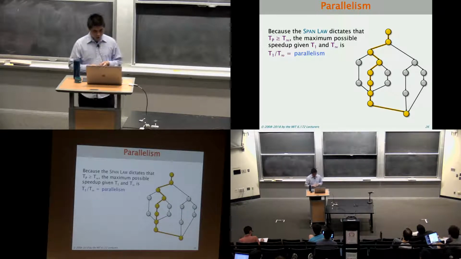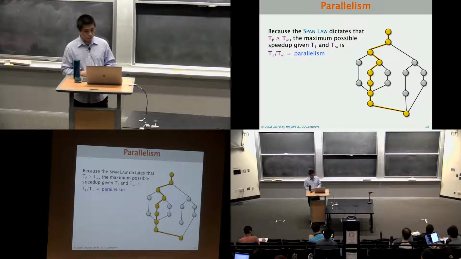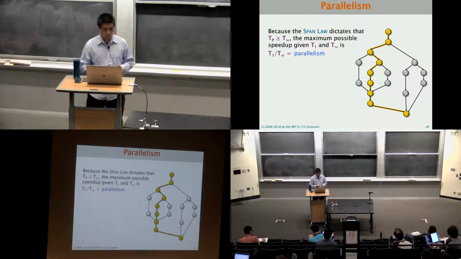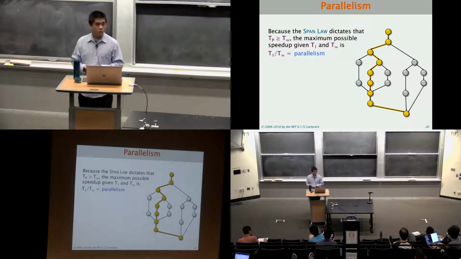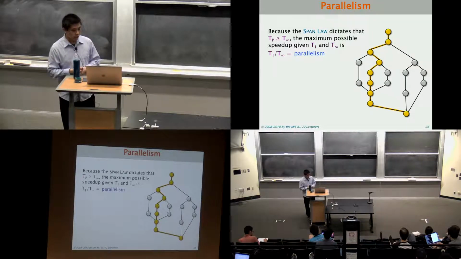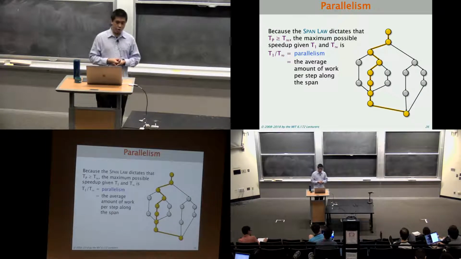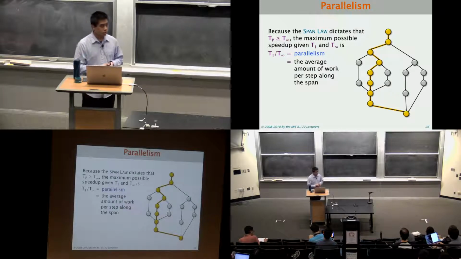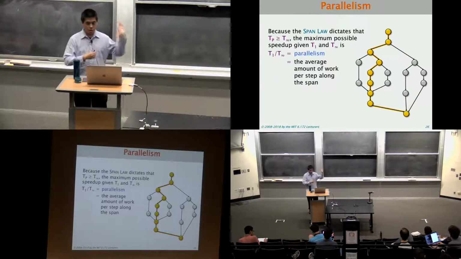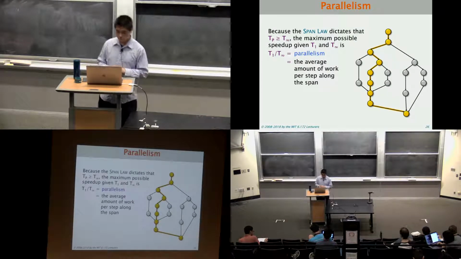Because the span law says that TP has to be at least T infinity, the maximum possible speedup is just going to be T1 divided by T infinity, and that's the parallelism of your computation. This is the maximum possible speedup you can get. Another way to view this is that it's equal to the average amount of work that you have to do per step along the span. So for every step along the span, you're doing this much work. And after all the steps, you've done all of the work.